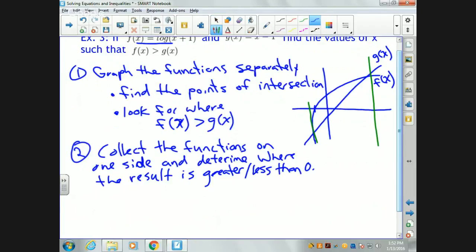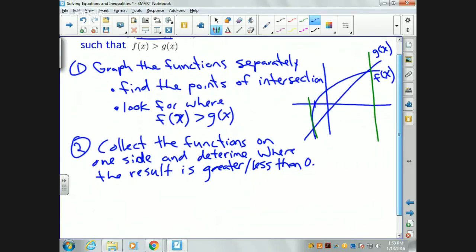I'll show you what that looks like algebraically, at least the start of it. I won't get into the graphing. So if it's greater than 0, then it's greater than? Well, it depends. The first part here is to collect the functions on one side. If we wanted to collect the functions on the left side here, we would want f of x minus g of x to be greater than 0. But if we collected the functions on the right side, we want g of x minus f of x to be less than 0. So it all depends on which side you collect and which way the sign is facing.